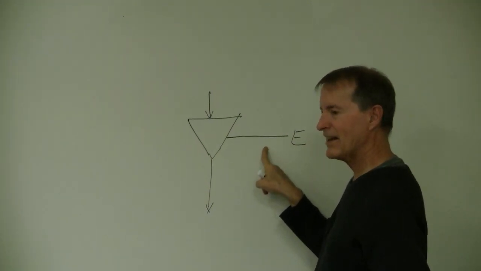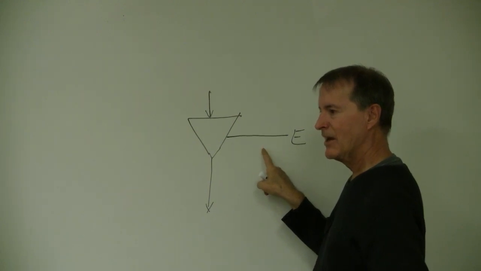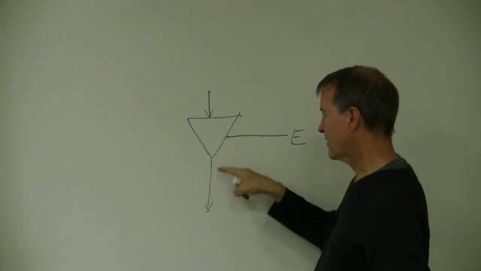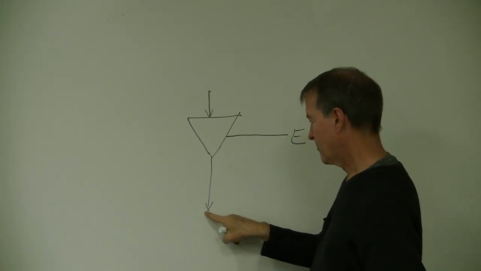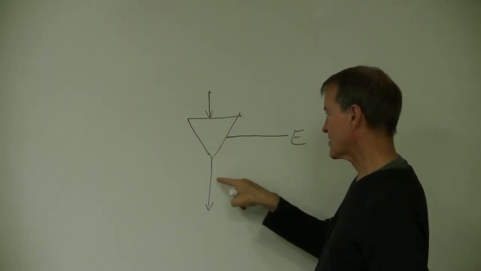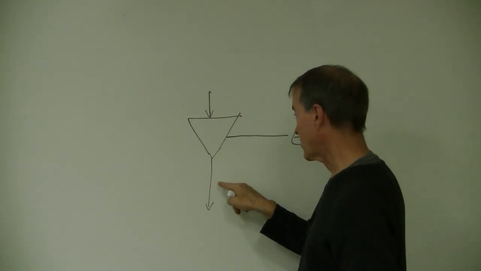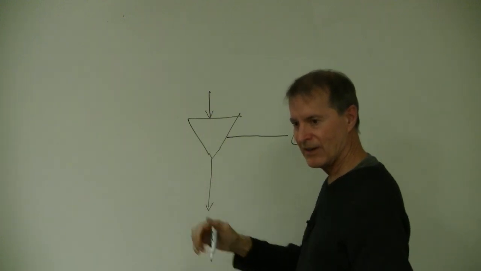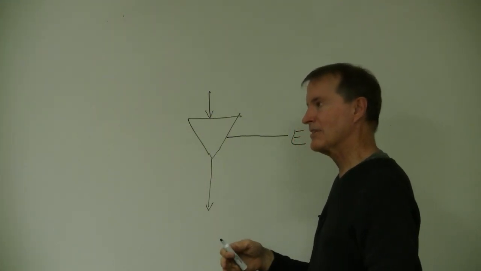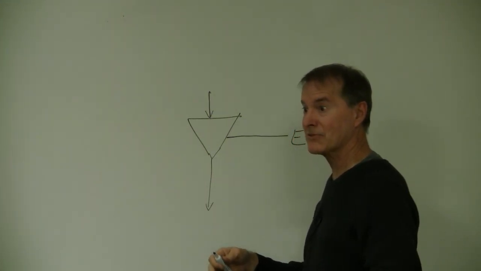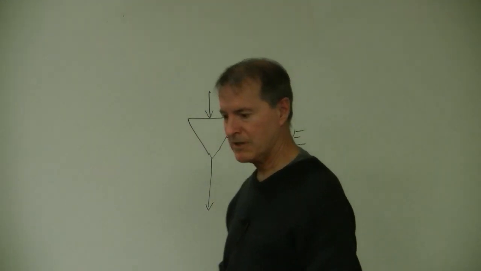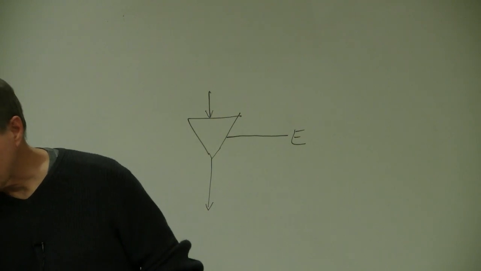So it's kind of like an AND, but if this is enabled, then this goes through. But if it's not enabled, it's like this is broken. It's as if there's a gap here and it's disconnected. It's electrically disconnected, not physically disconnected. Are you with me?